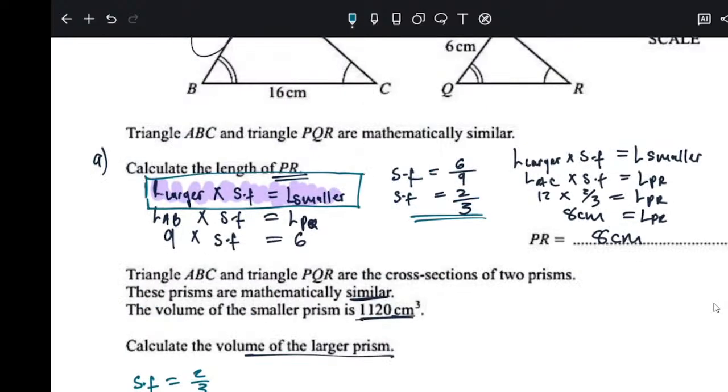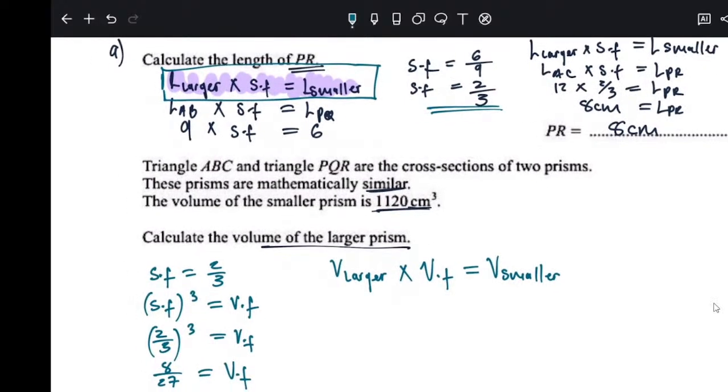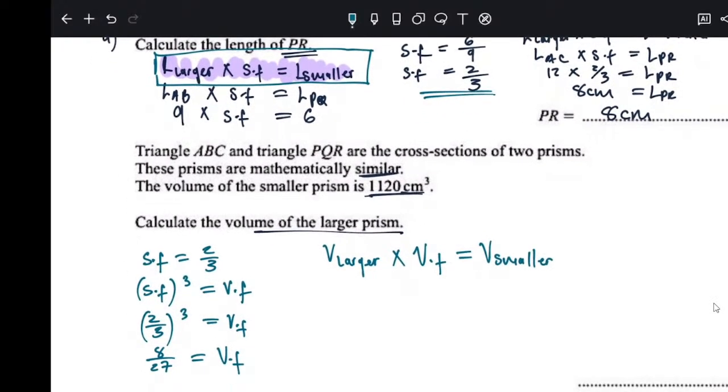Now, since you said length larger times scale factor, you will now say volume of larger times volume factor gives volume of smaller. Because you started with larger on scale factor, so you must start with larger on volume factor, or else you are lying. So now, what is the volume of the larger one? We don't know it. Volume of the larger, we don't know it. Times, what's the volume factor? 8 over 27. This gives me the volume of the smaller. They told you the volume of the smaller. It's 1120.